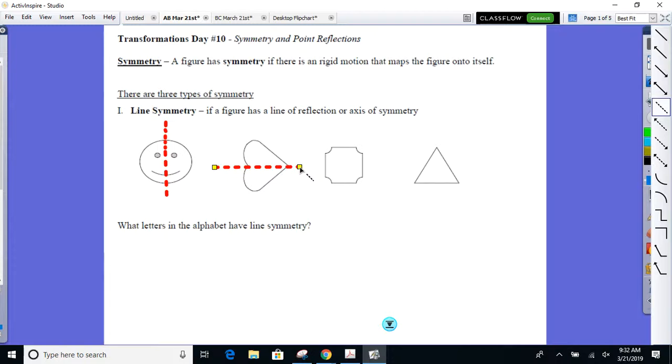Is there more than one? Is there a vertical? Horizontal? Any others? All right, yeah. Nice job, guys.